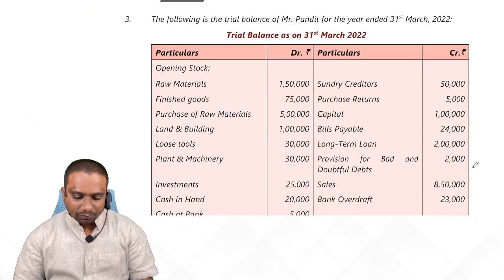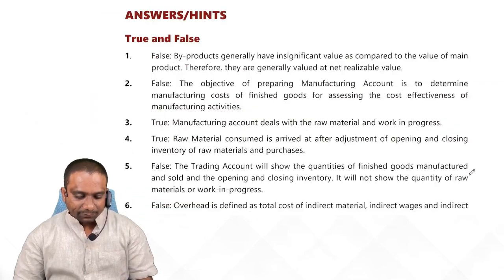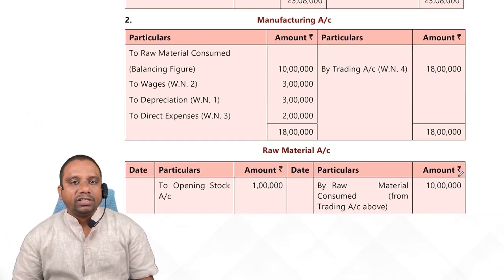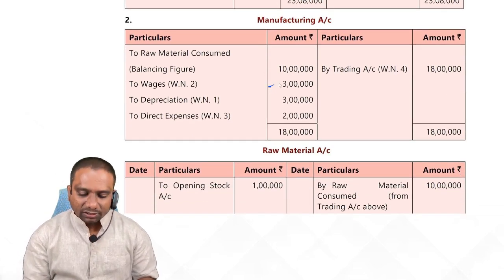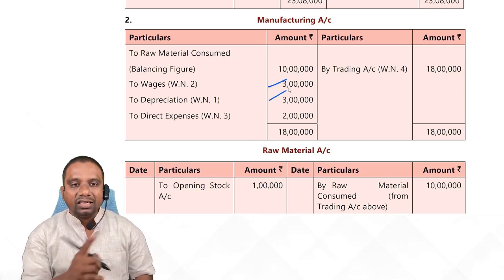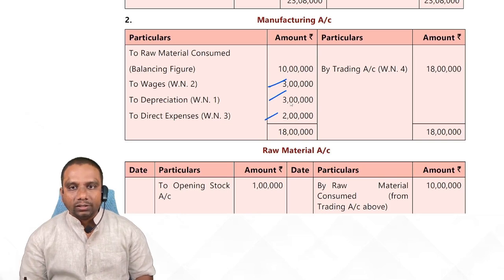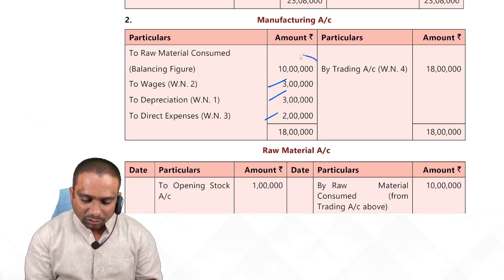Now we prepare the revised manufacturing account. Observe carefully. Yeah, this is the first revised manufacturing account. How much? Wages 3 lakhs, the revised amount. Depreciation, earlier 2 lakhs plus 1 lakh increase. Direct expenses 2 lakhs. Okay. Now, how did we get this amount?